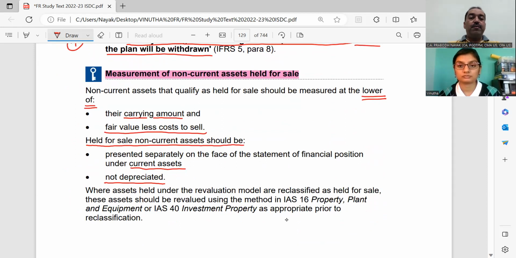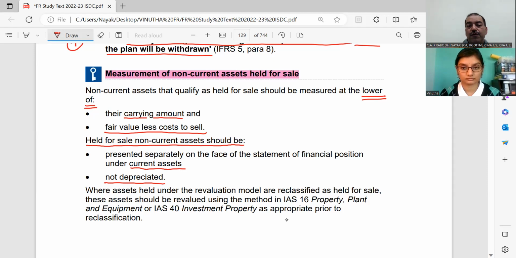Now, measurement of non-current assets held for sale. So first we have seen the recognition, now the measurement. Non-current assets that qualify as held for sale should be measured at the lower of the carrying amount and fair value less cost to sell. Lower of, that means whichever is less. So they have to be valued either at their carrying amount or fair value less cost to sell, whichever is less.